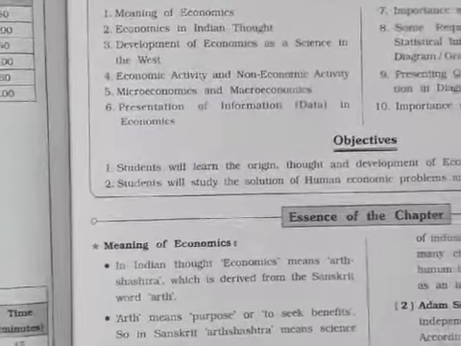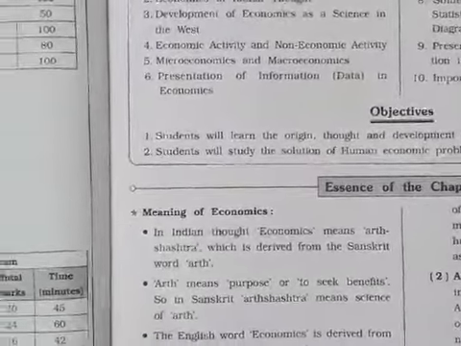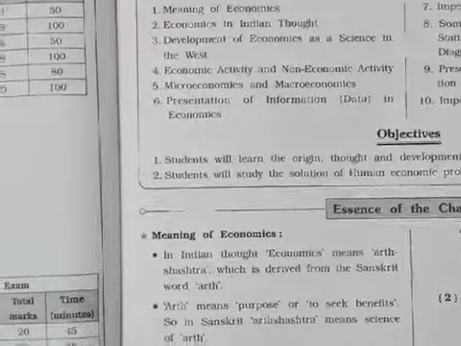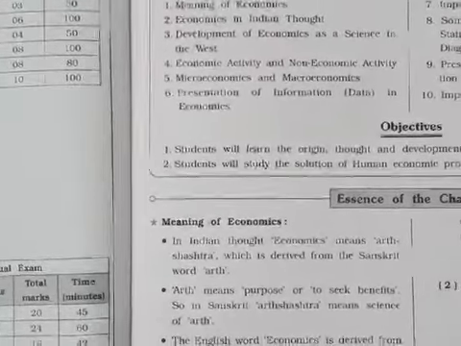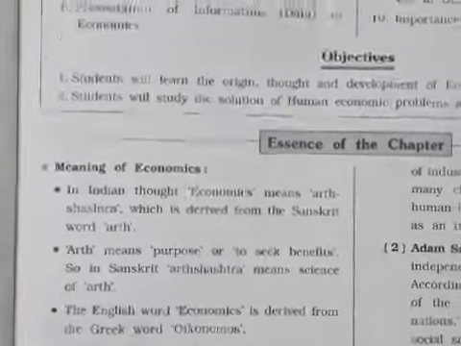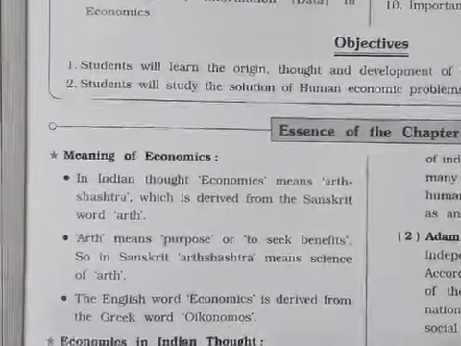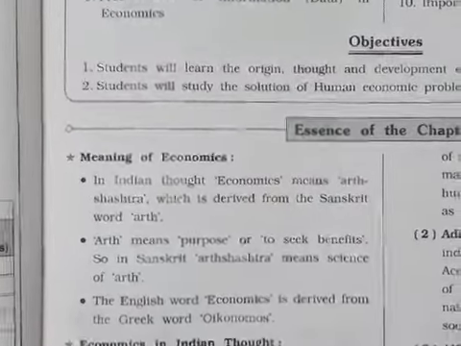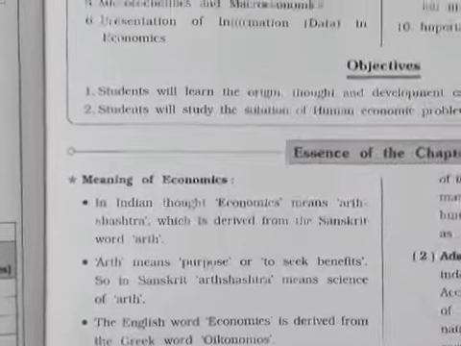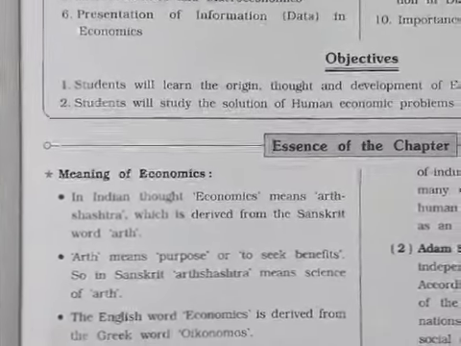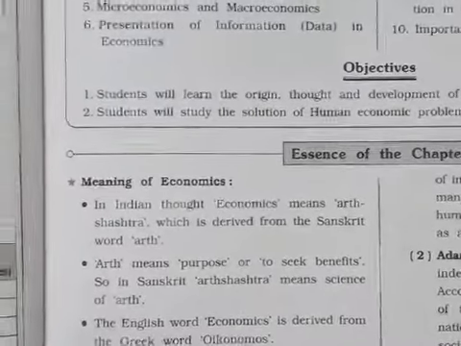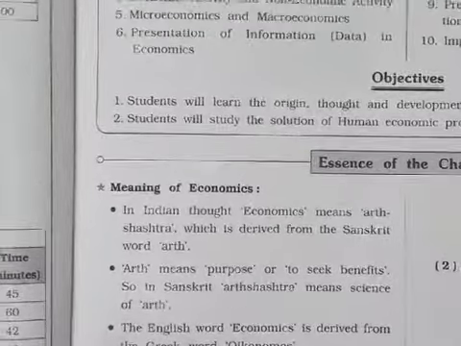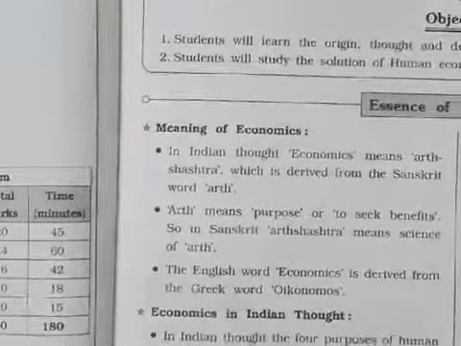Meaning of economics. In Indian thought, economics means Arthashastra, which is derived, derived means taken, from the Sanskrit word Artha. Artha means purpose. Purpose means if any activity we are doing by thinking that something we will get by doing that activity, that is said to be Artha or purpose. Another meaning of purpose is to seek benefit. By doing any activity, you seek profit, benefit, or any type of return, that is said to be Artha. So, in Sanskrit, Arthashastra means science of Artha.